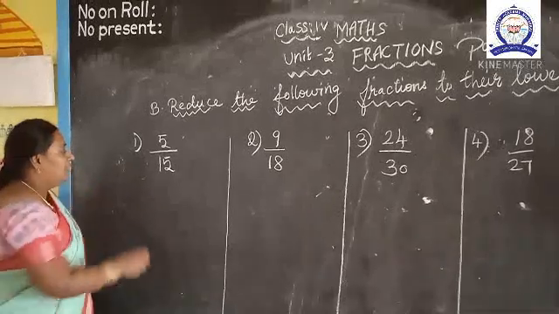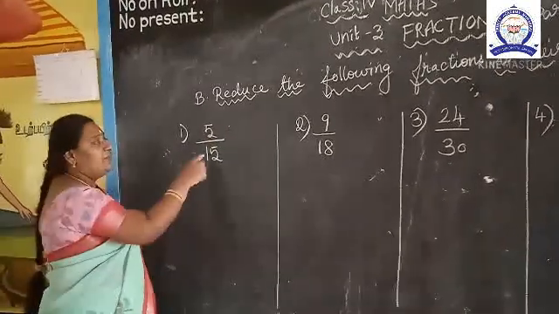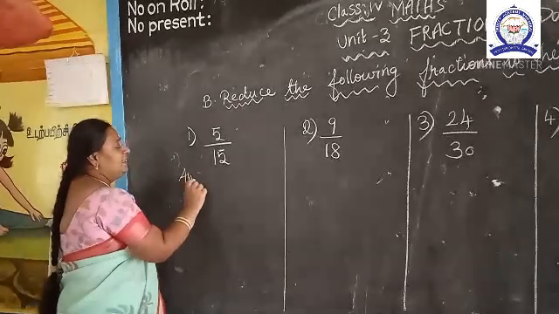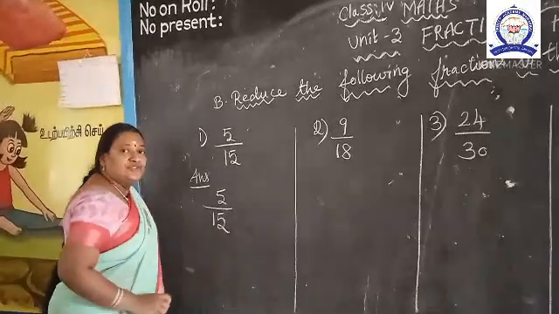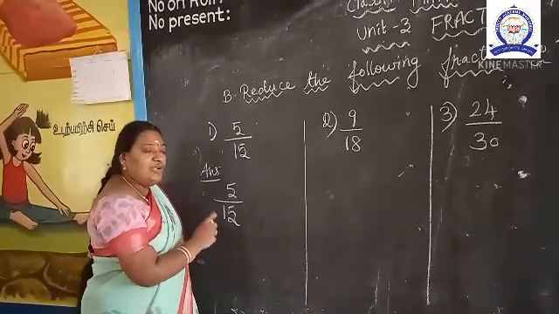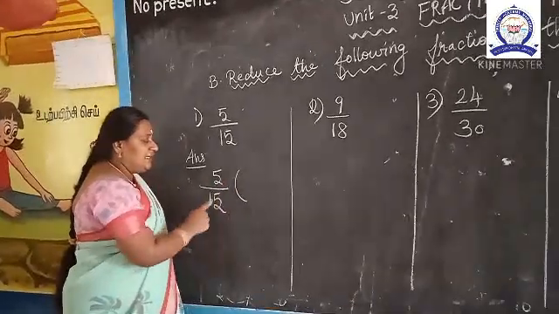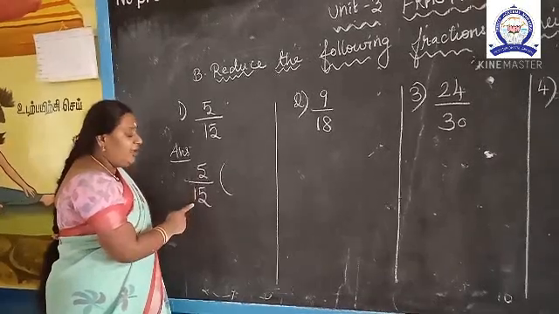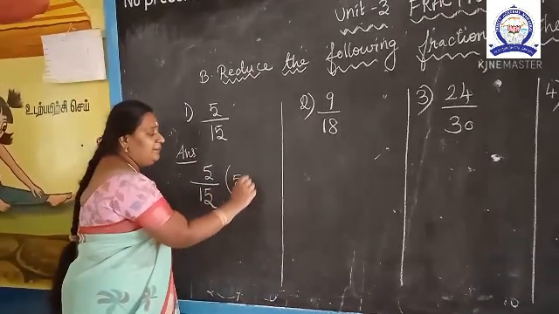Okay, listen. First question, 5 by 15. The given fraction is 5 by 15. You write the given fraction 5 by 15. We are going to reduce this fraction to its lowest terms. How will you reduce? Using multiplication tables. The numerator is 5, the denominator is 15, so both numbers come in the 5 table.